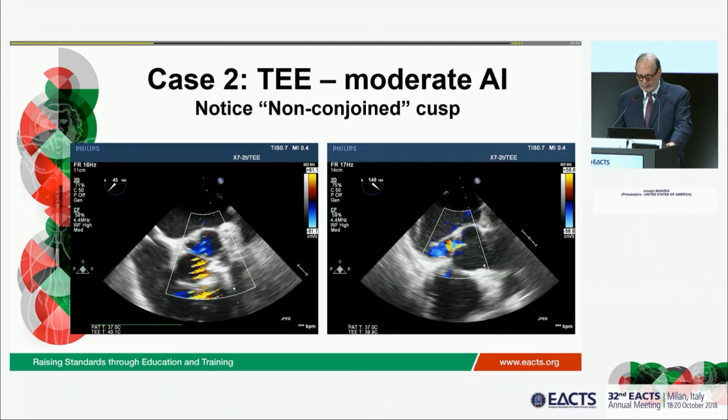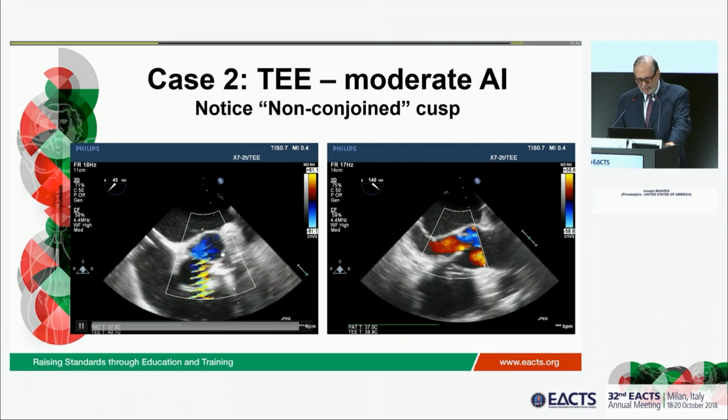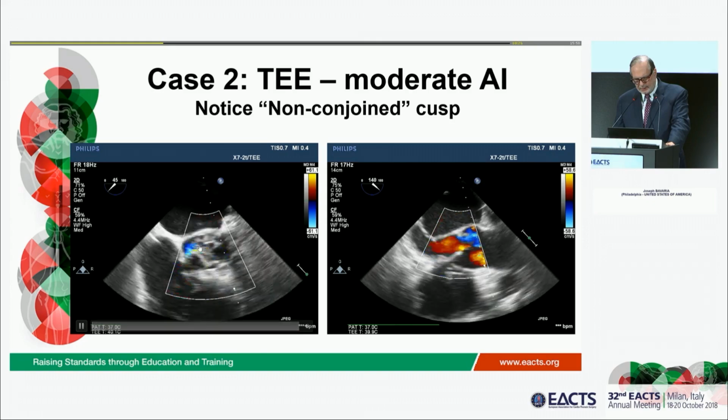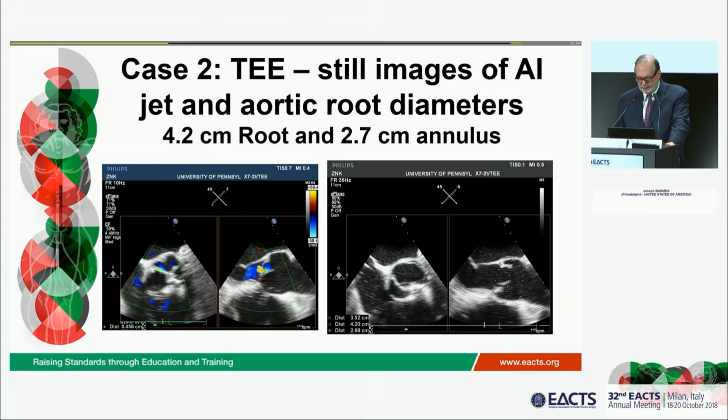So here's your valve, and this is a very subtle finding. If you look over here, you can see that he has a bicuspid aortic valve and a calcified raphe. He also has a leaflet that's not that big, the non-conjoined cusp. But you can see this thing coming in and out, this echo contrast here. Here's your 2+ to 3+ AI picture. These are still shots, and you can see that he has a 4.2 centimeter root and a 2.7 centimeter annulus.